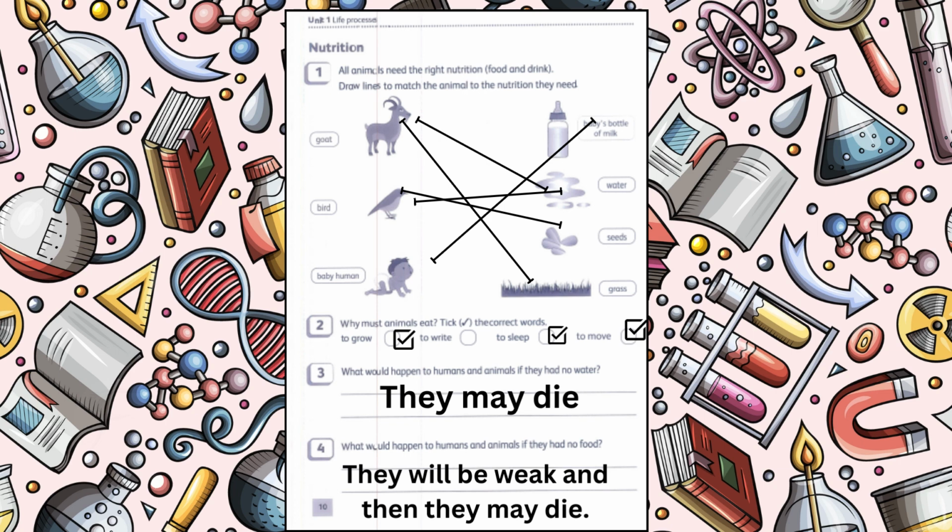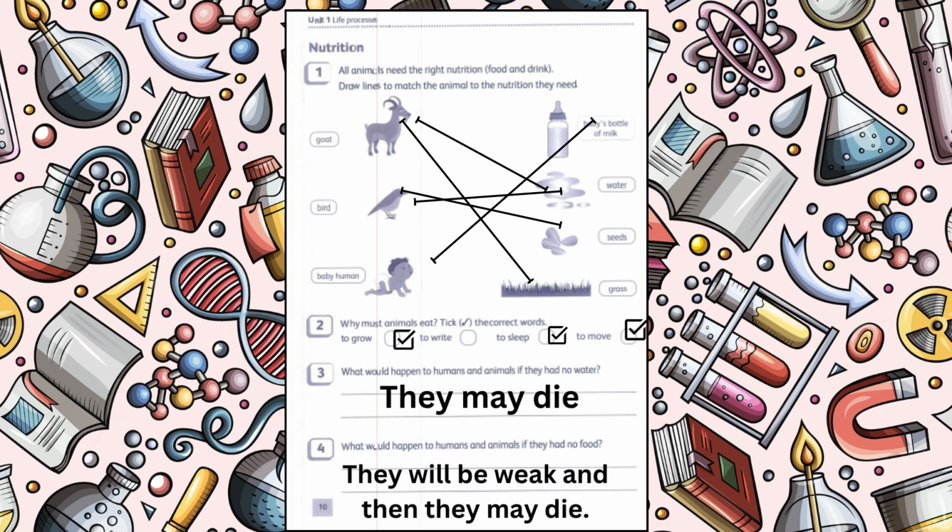So a goat can eat grass as well as it needs water, so you have to show two arrows. And a bird as well, it eats seeds and it drinks water. And a human baby just takes baby milk, so just add the milk bottle. Okay, now question number two, why must animals eat? Take the correct word: to grow, to ride, to sleep, to move.